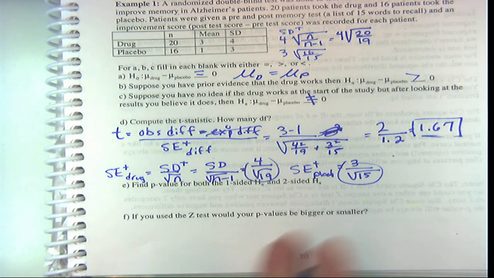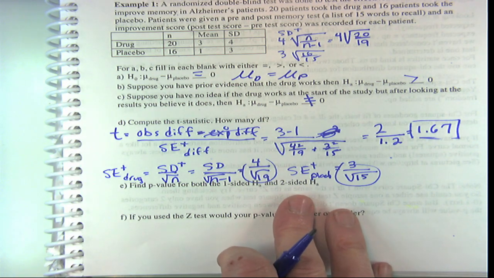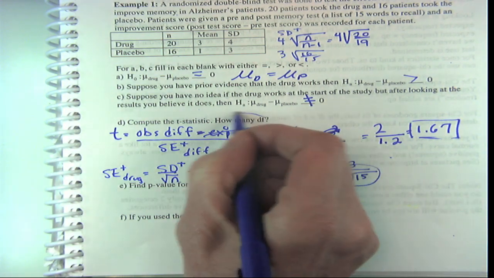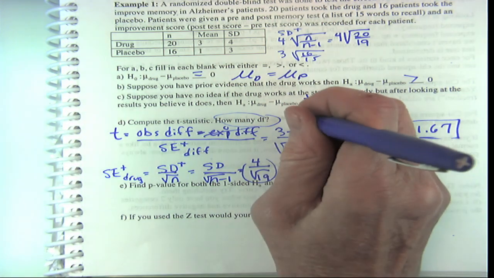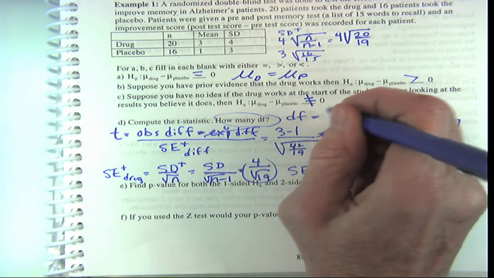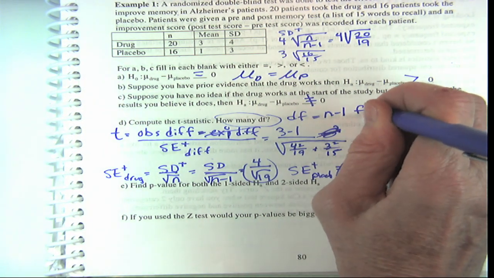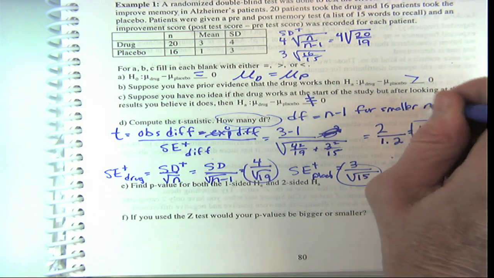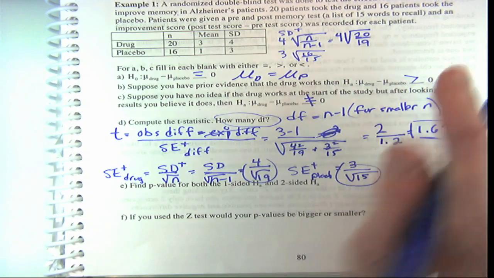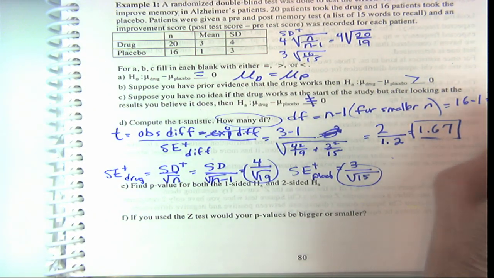So now, what do we want to do? Find the p-value. Okay. Well, we've got to do the degrees of freedom. How many degrees of freedom? Well, remember what we're going to do. The degrees of freedom are equal to n minus 1 for the smaller n, for the smaller sample size. So it's going to be equal to 16 minus 1, which is 15 degrees of freedom.